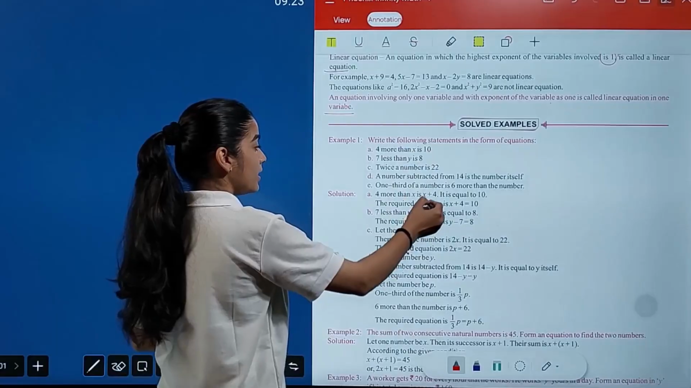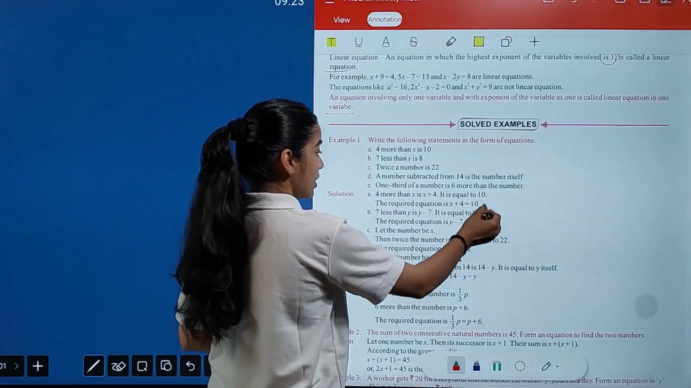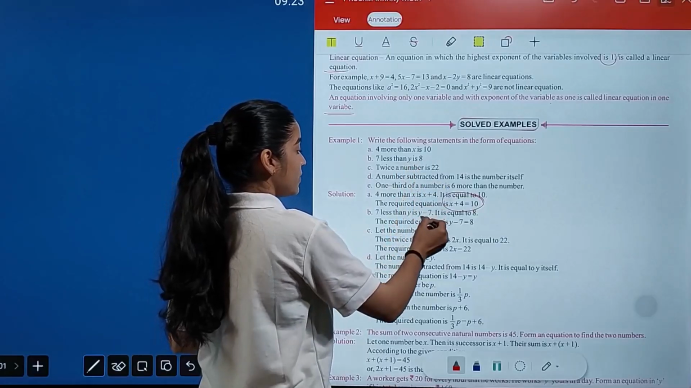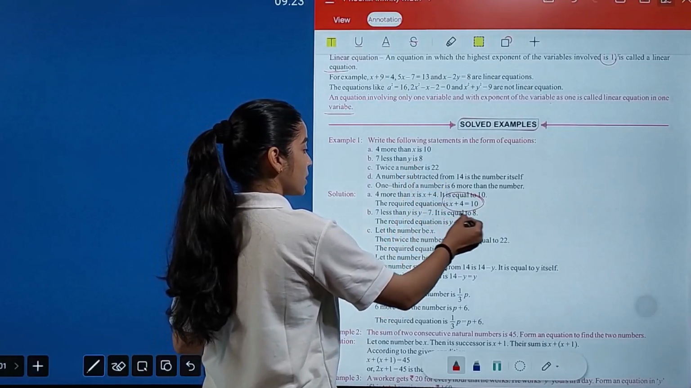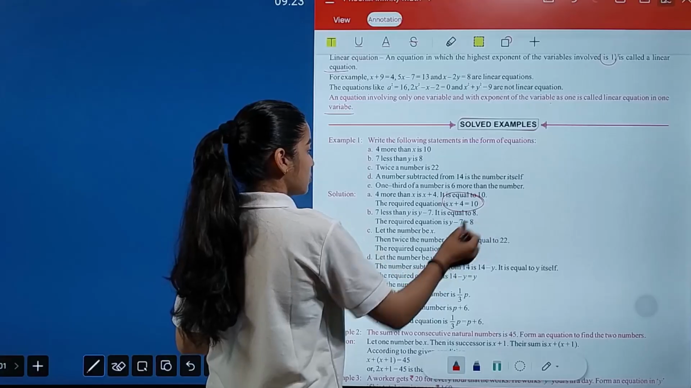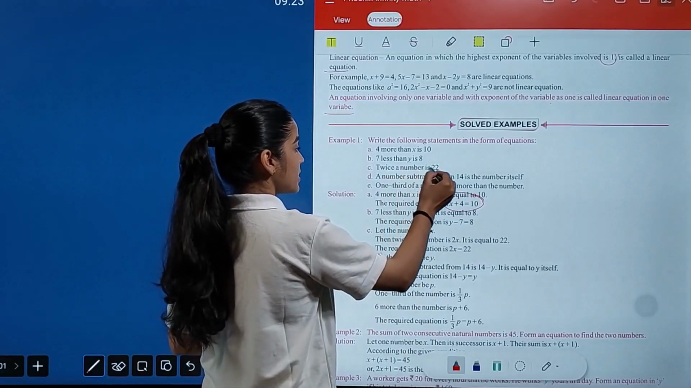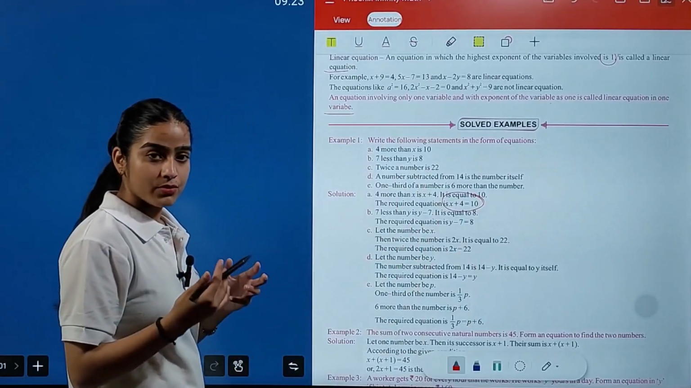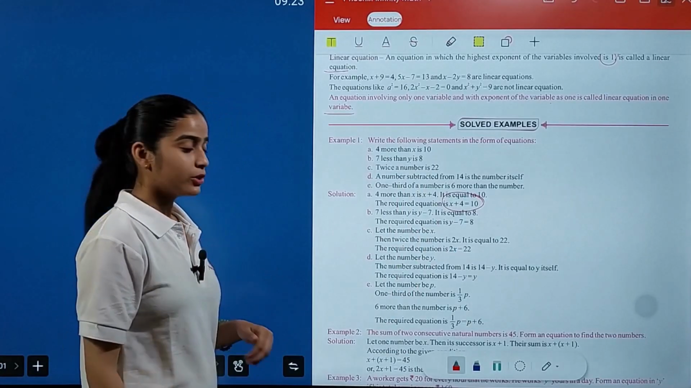So we have to add: x plus 4 is equal to 10. 7 less than y is 8. When we subtract 7 from y, we get 8. So y minus 7 is equal to 8. Twice the number is 22. So 2x is equal to 22. In the same way, we first read out the statement and then convert it into a linear equation.